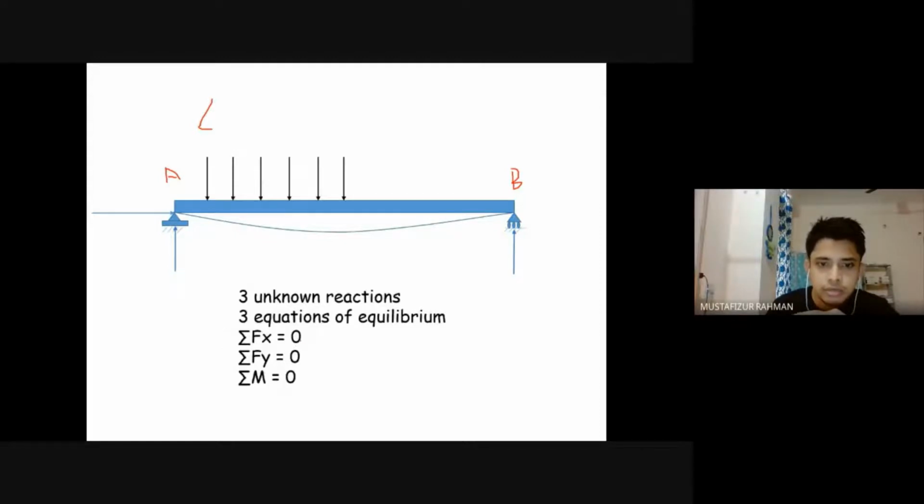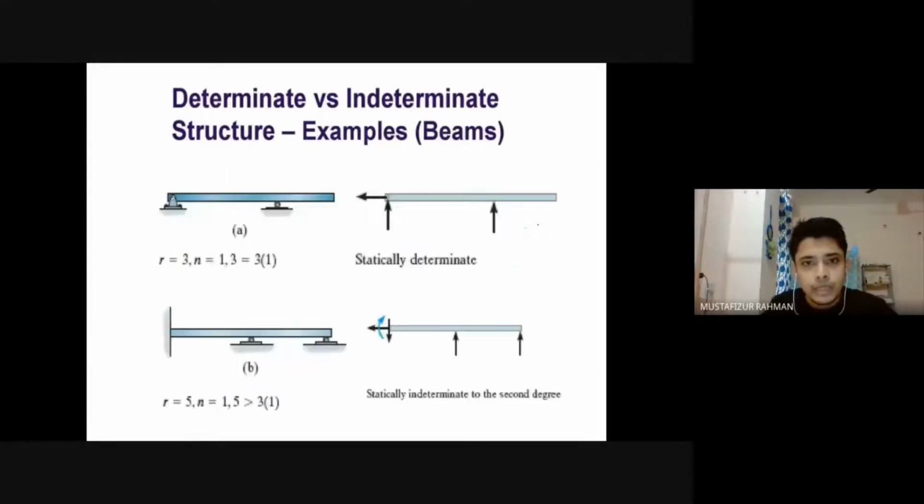Summation of forces along x equal to 0, along y equal to 0, and summation of moment either MA or MB. That is one equation. So we have three unknown and three equations of equilibrium. So this is going to be statically determinate. Fine. Then this one.